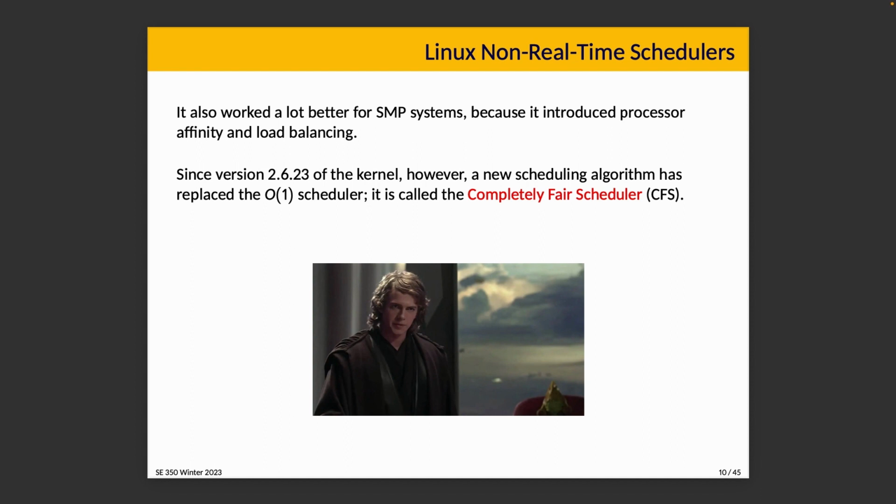Midway through the 2.6 branch of the kernel, a new scheduling algorithm was introduced, and it is called the Completely Fair Scheduler.